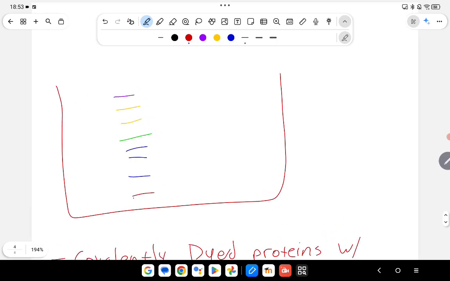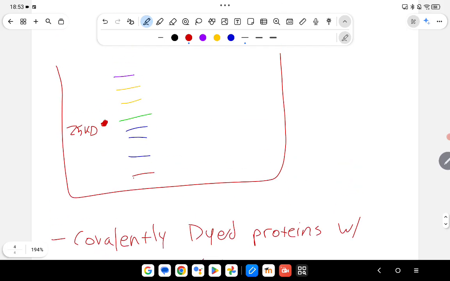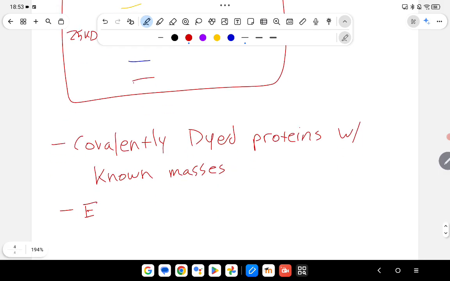This allows us to say, okay, at this particular distance, we know that any protein with the mass of, let's say, 25 kilodaltons, right? At this distance, your protein should be about 25 kilodaltons. This green one, for example. So this gives us a standard set of proteins to compare to and allows us to estimate molecular mass of unknown samples.